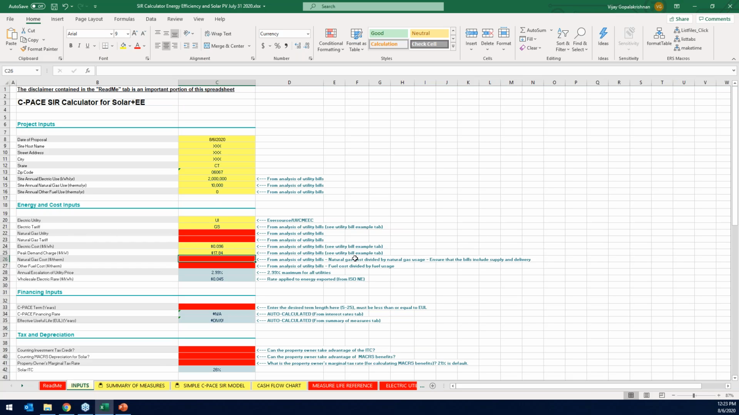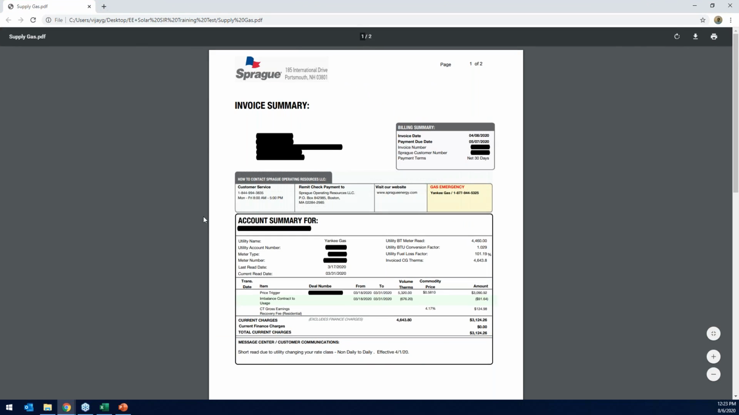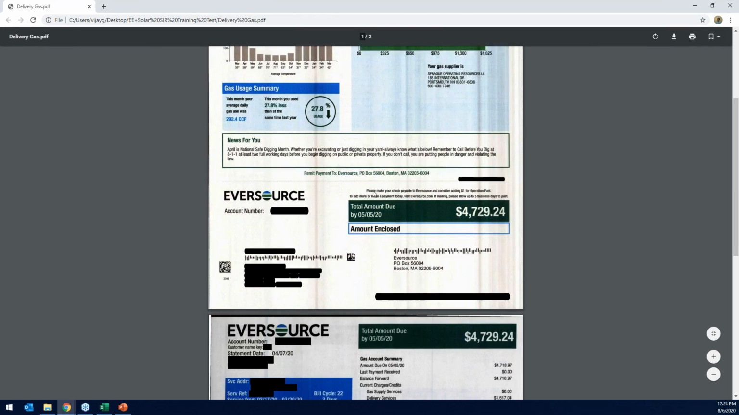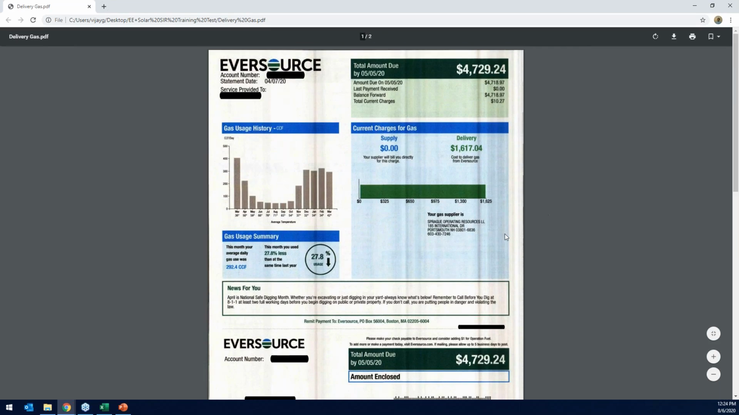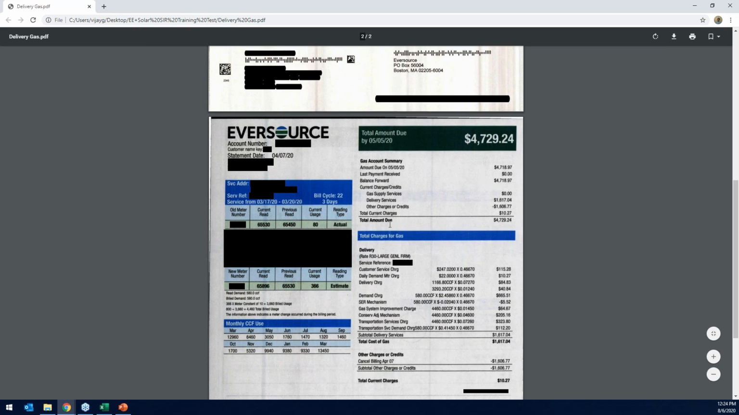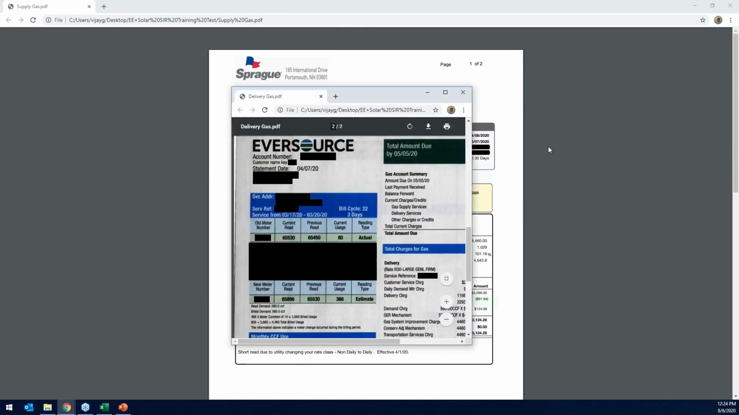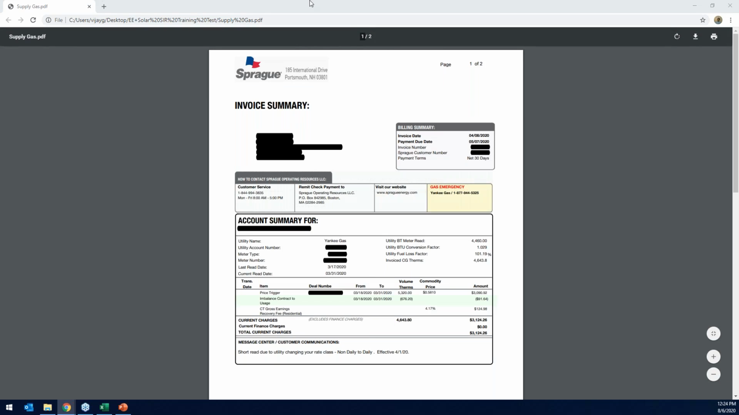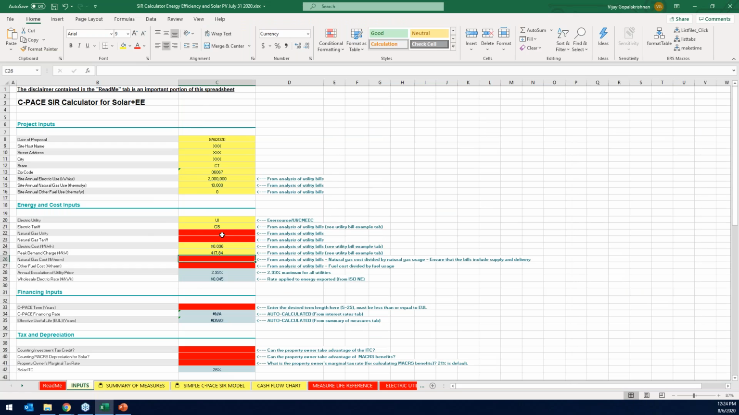Now, for natural gas, we take the total natural gas cost and divide it by the usage. But what's important to remember is there's often a supply and a delivery that's separate. So I'll show you an example. We have a supply bill for a facility that has about $0.58 per therm. And then separately, we have a distribution bill for natural gas, a delivery bill for natural gas, that has an additional, in this case, about 40 cents, $0.4 a therm.